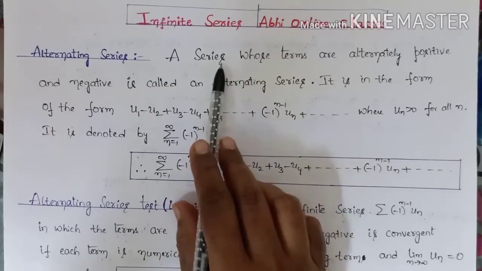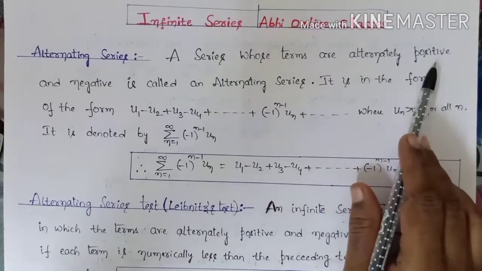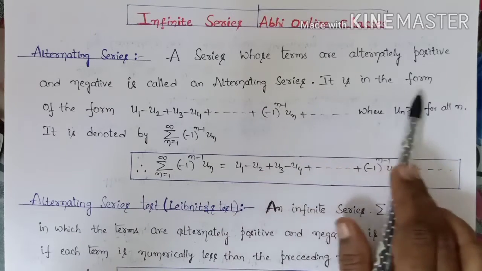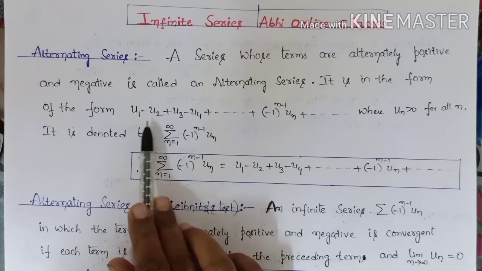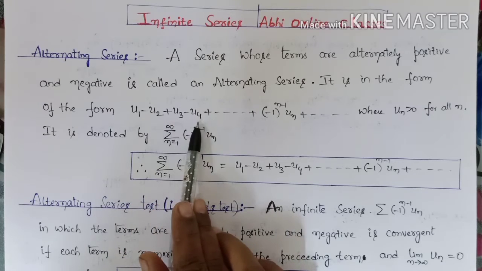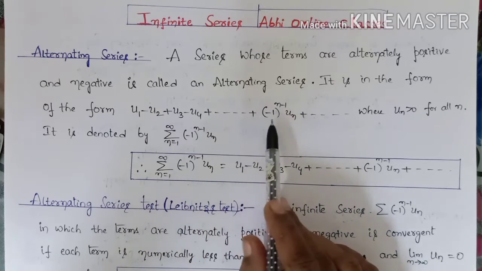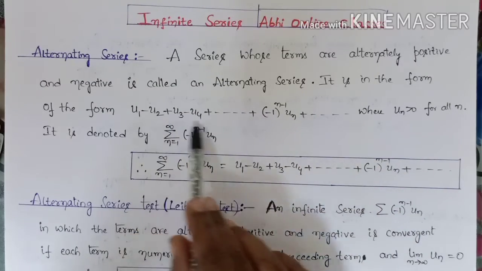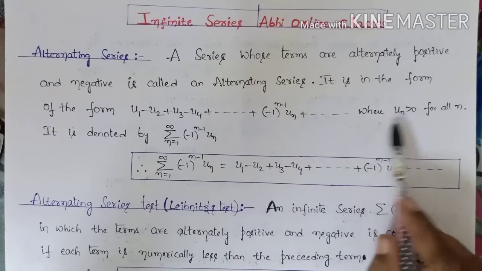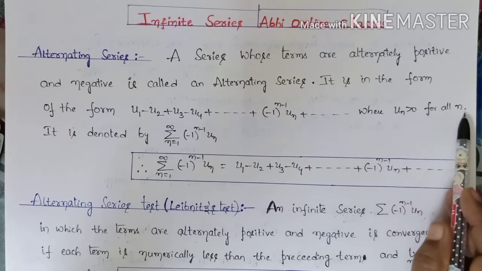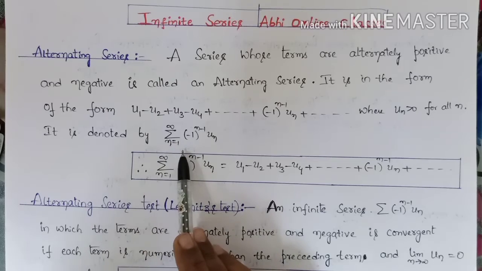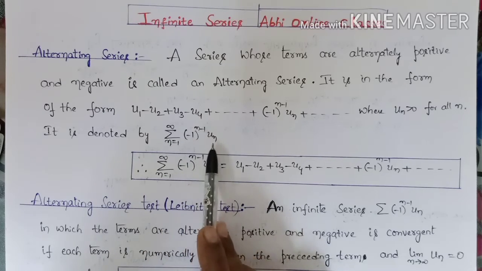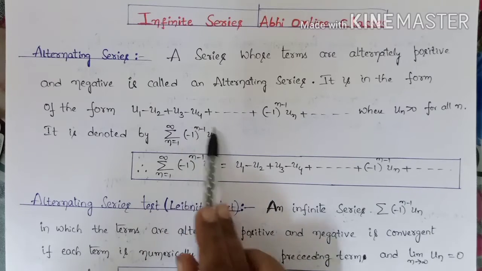A series whose terms are alternately positive and negative is called an alternating series. It is in the form u1 minus u2 plus u3 minus u4 and so on, (-1)^(n-1) un and so on. This is an alternating infinite series where un is positive for all n. It is denoted by sigma n equals 1 to infinity (-1)^(n-1) un. This is an alternating series.